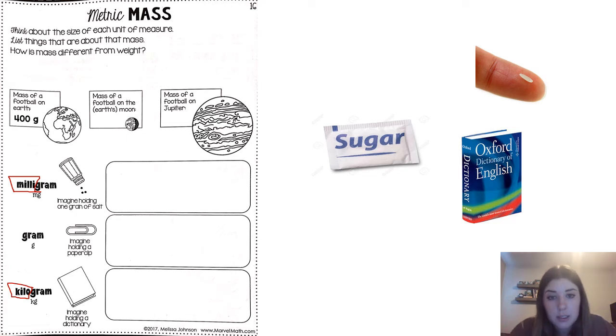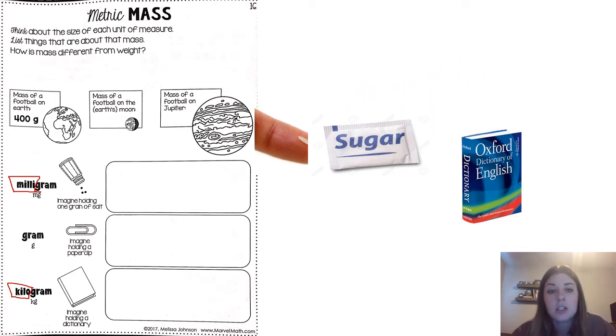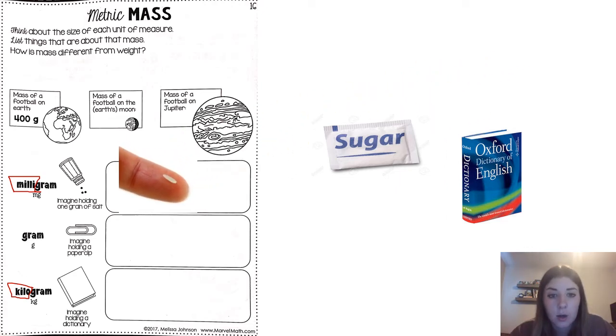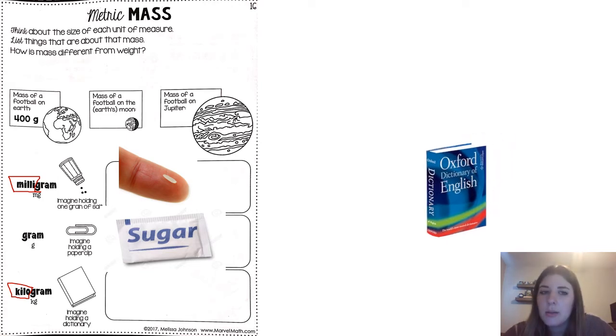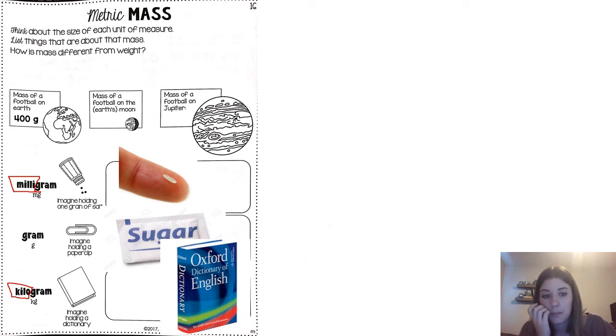Okay, hopefully you match them. A milligram, it says imagine holding a grain of salt. So we're going to match, you guessed it, that grain of rice. I always think of a single piece of sugar. So if a piece of sugar is a milligram, that means a gram is going to be a pack of sugar. And then a kilogram is going to be about the weight of a dictionary.